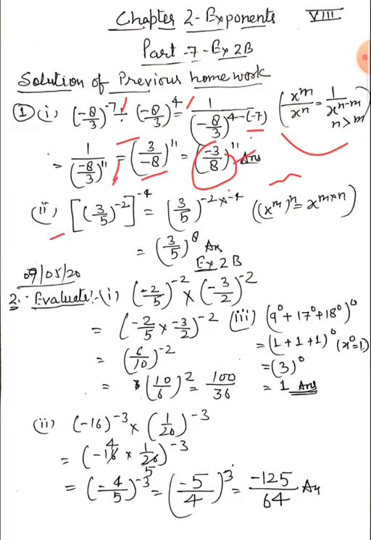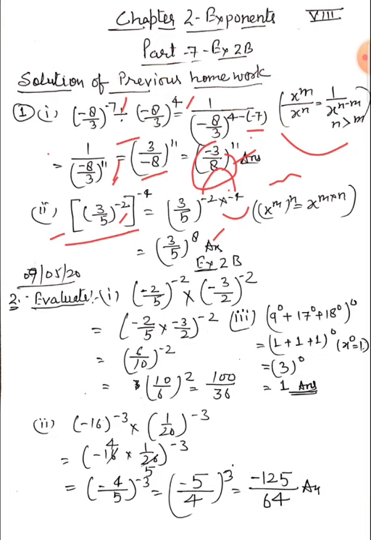Now question number two, (3 upon 5) raised to power minus 2, whole raised to power minus 4. Look at this question, which rule can we apply here? We can apply the power of power rule. Power of power means multiplying the powers. So the base is 3 upon 5, then first power is minus 2 and second power is minus 4. Minus 2 multiplied by minus 4, minus minus is plus, and 2 fours are 8. Then the answer will be 3 upon 5 raised to power 8. So this was all about the previous homework.